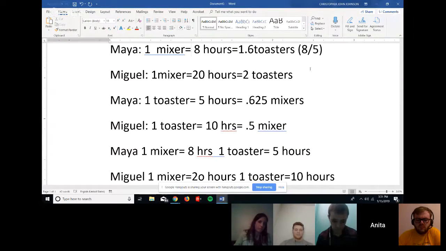He could be making 2 toasters in those 20 hours that he's making one mixer, right? So he's losing out on making 2 toasters for that mixer, whereas she's only losing out on making 1.6 toasters for that mixer. Okay. I just thought the person that lost the least is the one that had the comparative advantage on the mixer. But that makes sense. Okay.